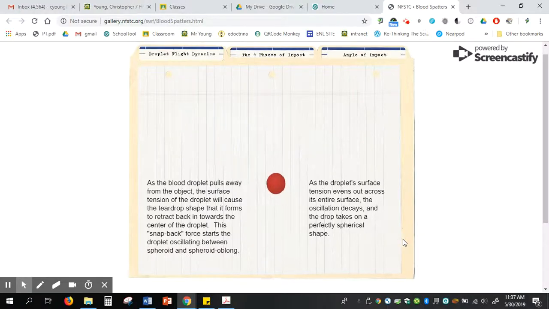As the blood droplet pulls away from the object, the surface tension of the droplet will cause the teardrop shape that it forms to retract back in towards the center of the droplet. This snapback force starts the droplet oscillating between spheroid and spheroid oblong. As the droplet's surface tension evens out across its entire surface, the oscillation decays and the drop takes on a perfectly spherical shape. Basically, as a droplet falls through the air, it turns into a perfect sphere.